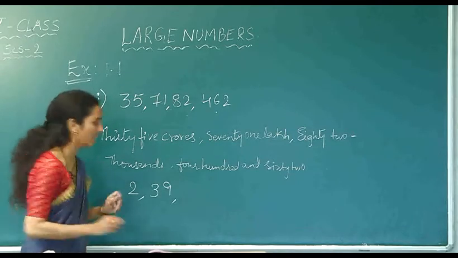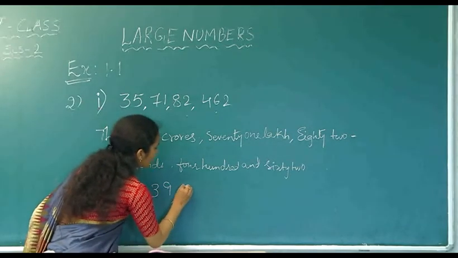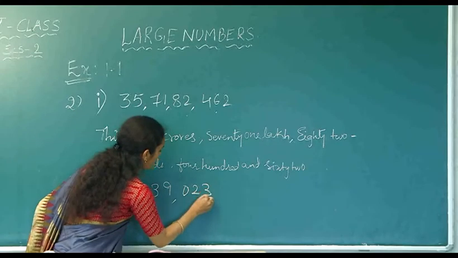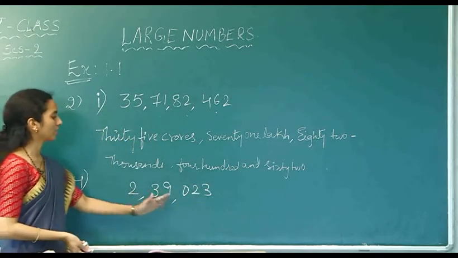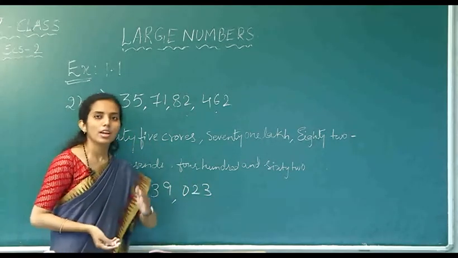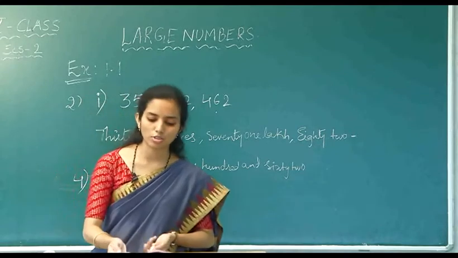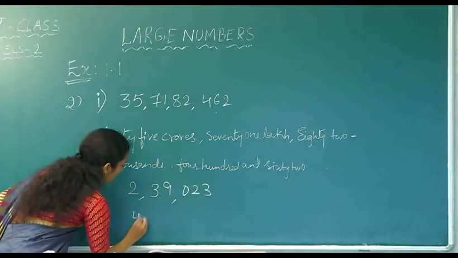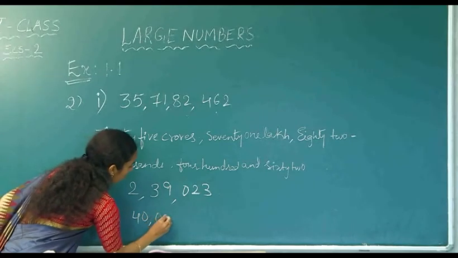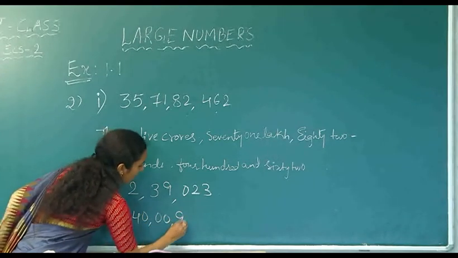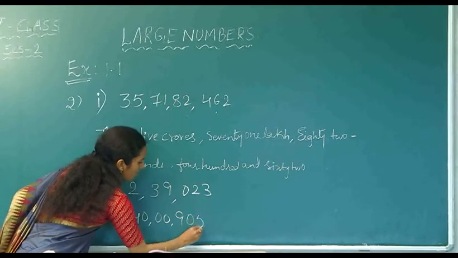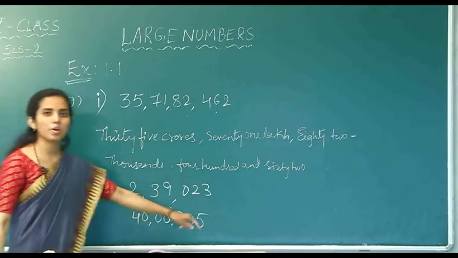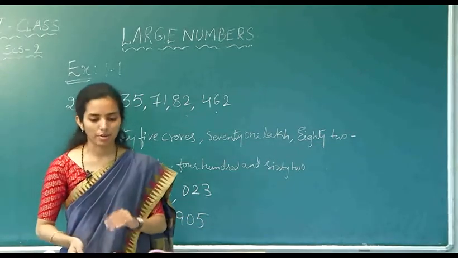So there are no hundreds. So what we have to do? We put 0 here and 23 here. So 2,39,023. In the same manner, the other things also. 40 lakhs 905. That means 40 lakhs. No thousands. 905. No tens. So 905. In this manner, you have to write the numbers.